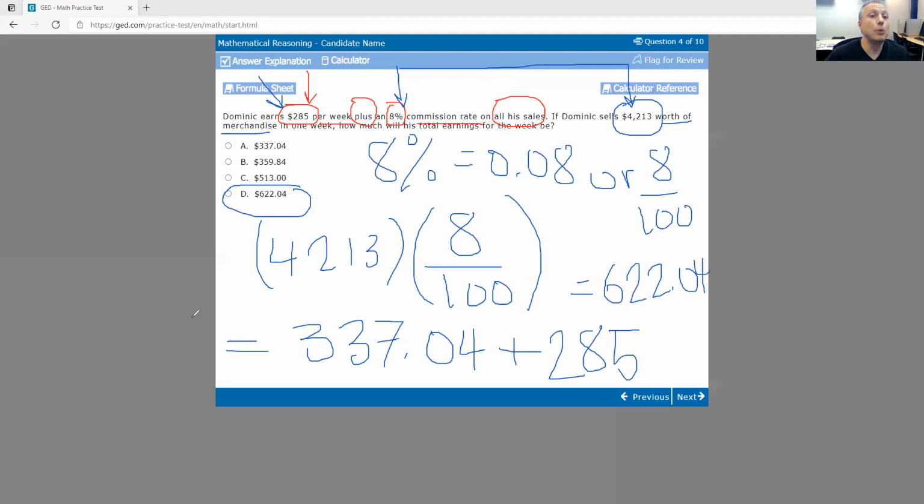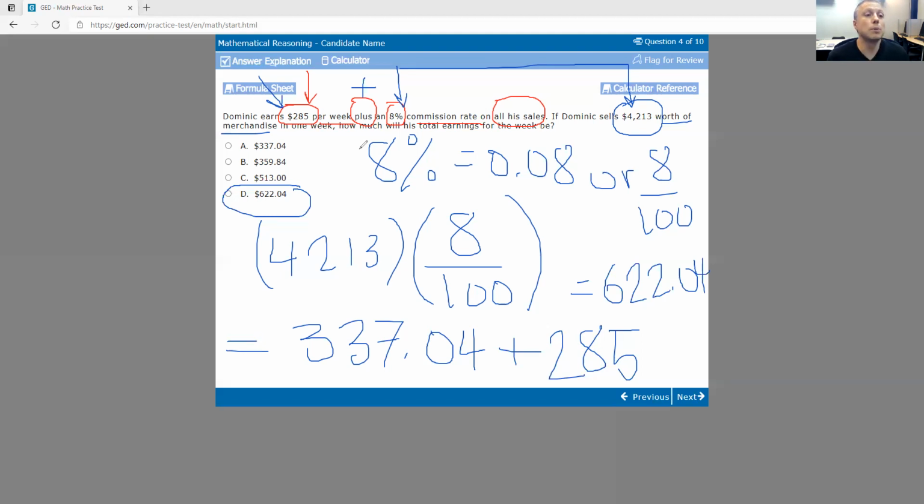Now, it says plus. So the word plus, you can also think of it, okay, I have to add that 285 to something else. And we have an 8% commission. So we need to utilize this 8% with something else, which would be nothing other than the sales. So since he sold $4,213, we are going to find 8% of the $4,213.